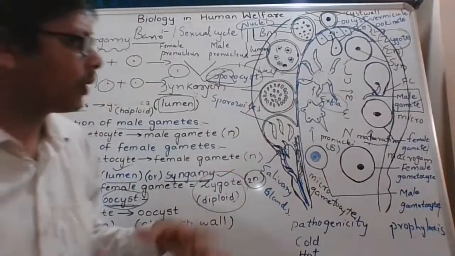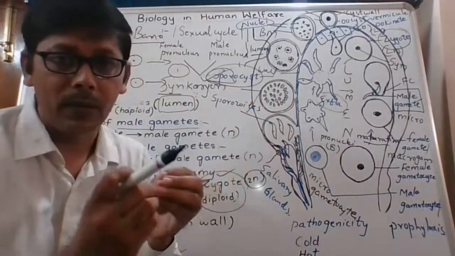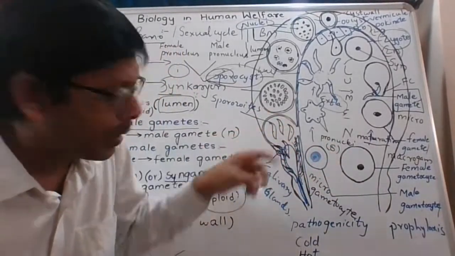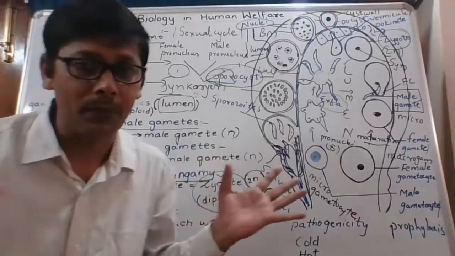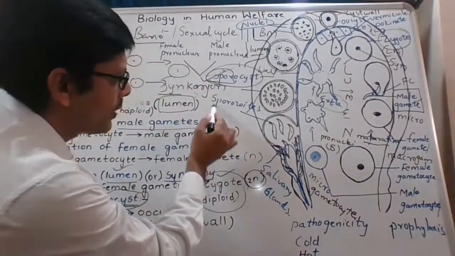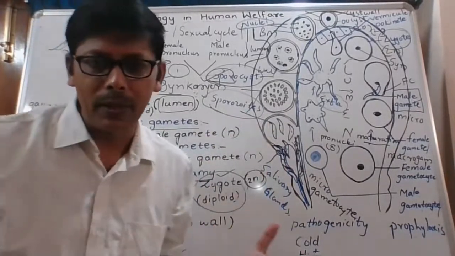Okay, now after a few days the sporocyst ruptures. You can observe here, this is the sporocyst. Its wall ruptures. Then what are released? Sporozoites are liberated out.